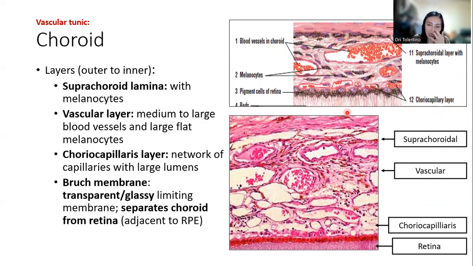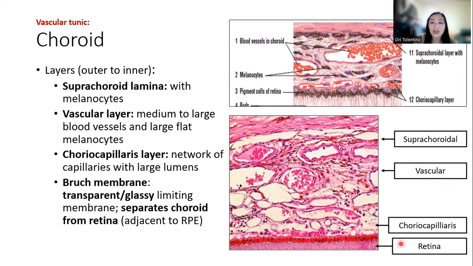Okay, so we have the following layers in the connective tissue of the choroid. So the suprachoroid lamina, right here, is a layer of connective tissue fibers and melanocytes. The vascular layer is named as such because it has medium to large blood vessels. You can see here the big blood vessels and also large flat melanocytes. These brown things are your melanocytes. The choriocapillaris layer is actually a network of capillaries with big lumens. These are capillaries, but they are big, okay?